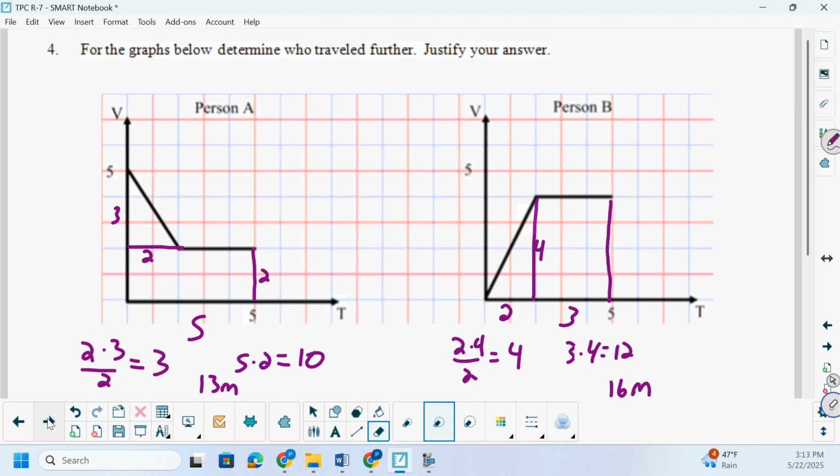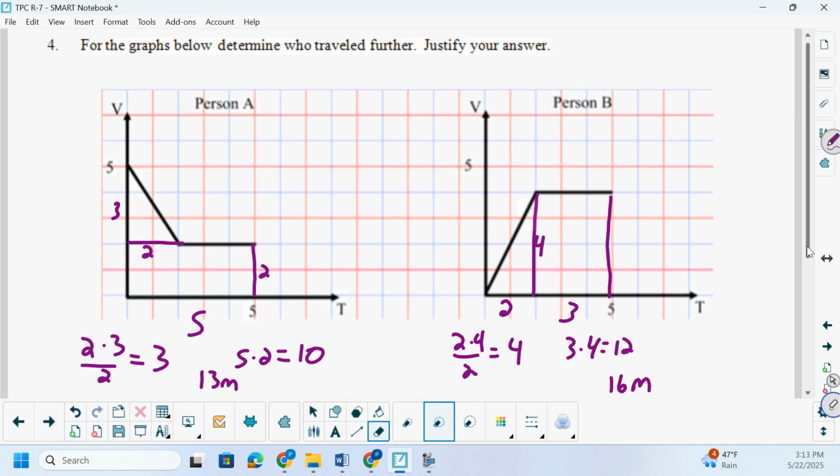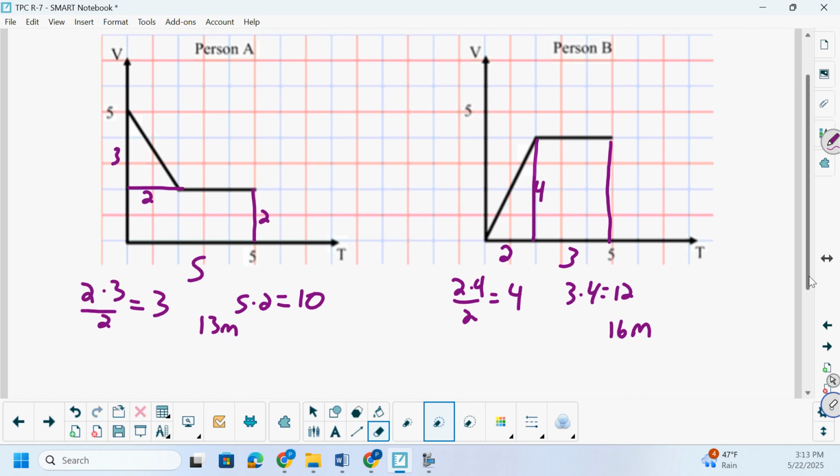Now, it does say we have to tell who traveled further, so we need to actually state it, not circle one of the graphs, not circle an answer. We need to physically say that person B went further.